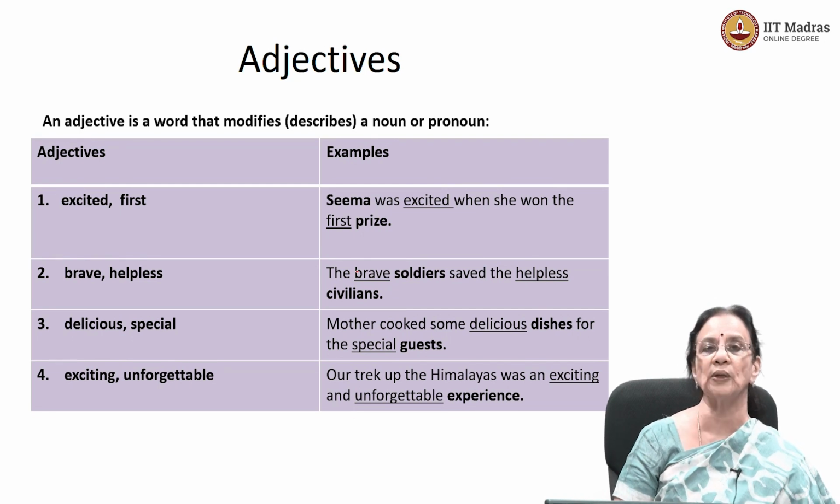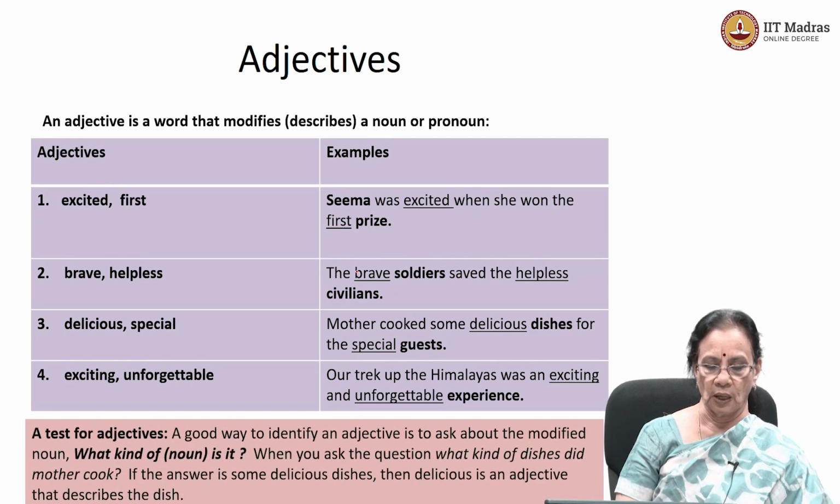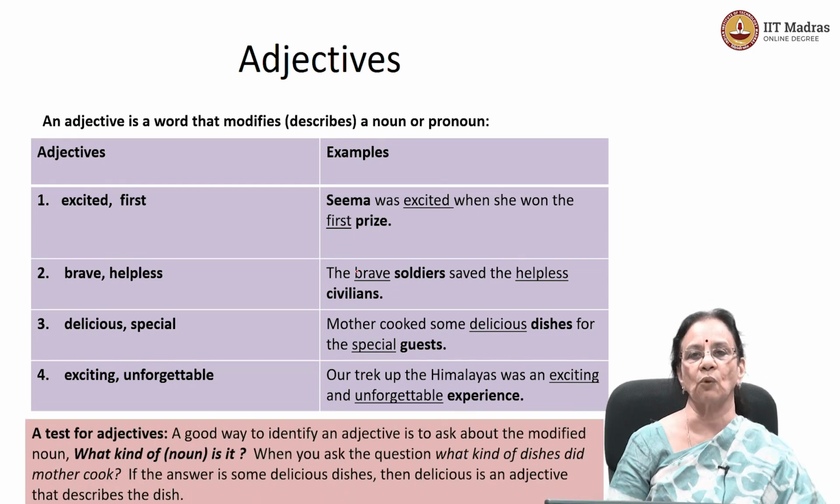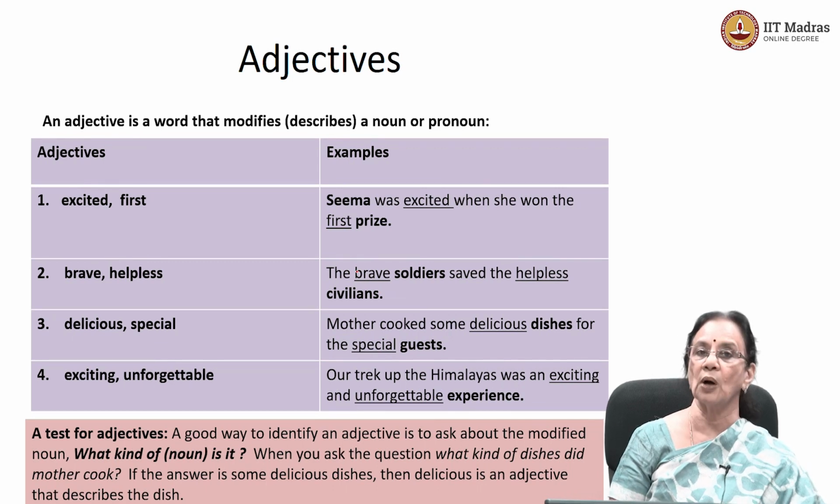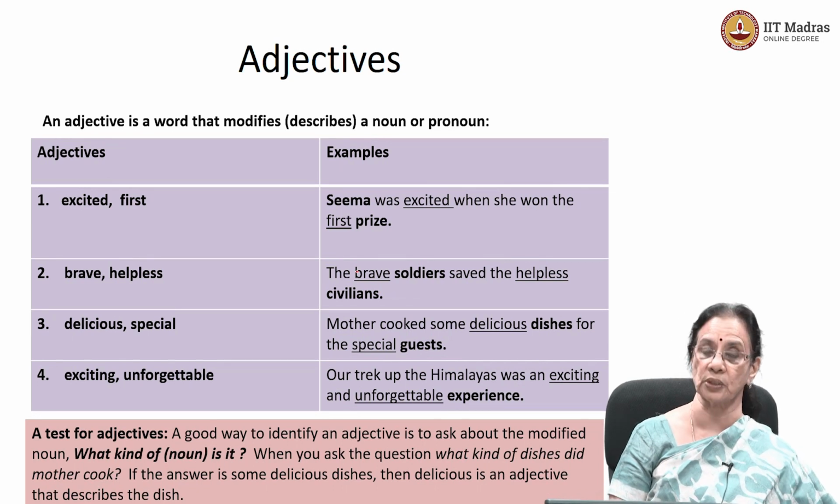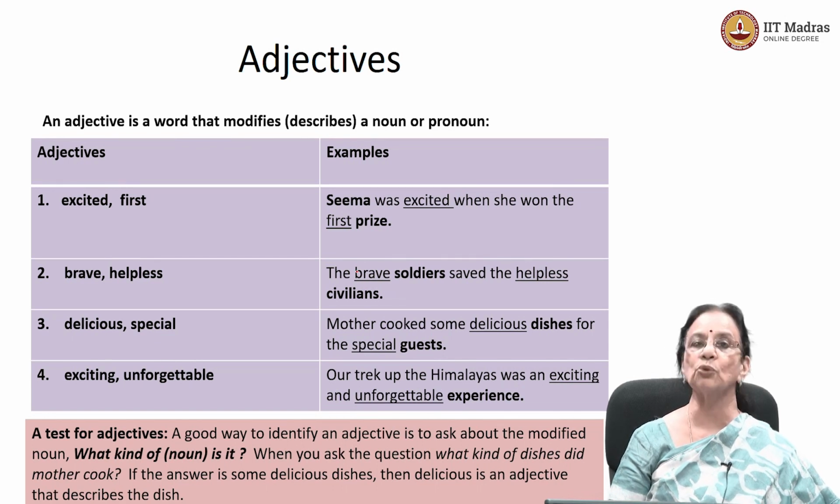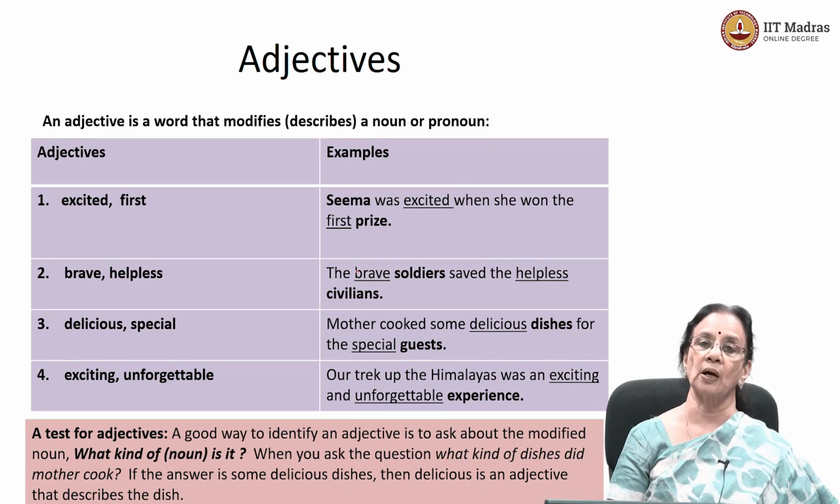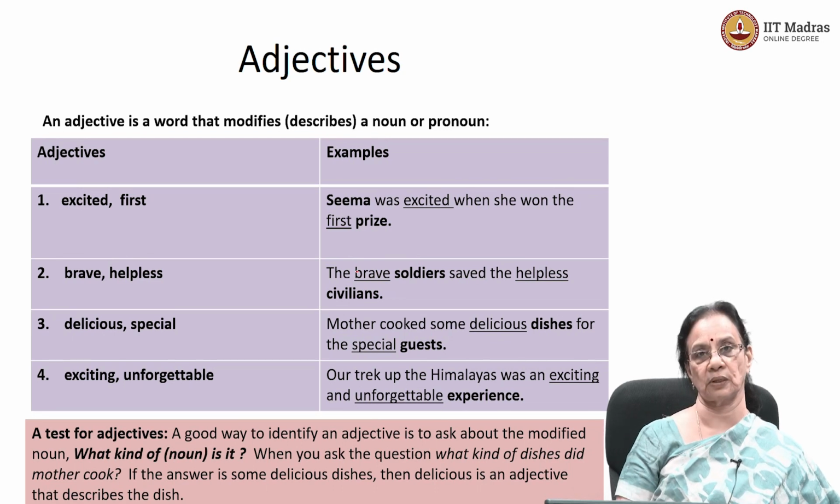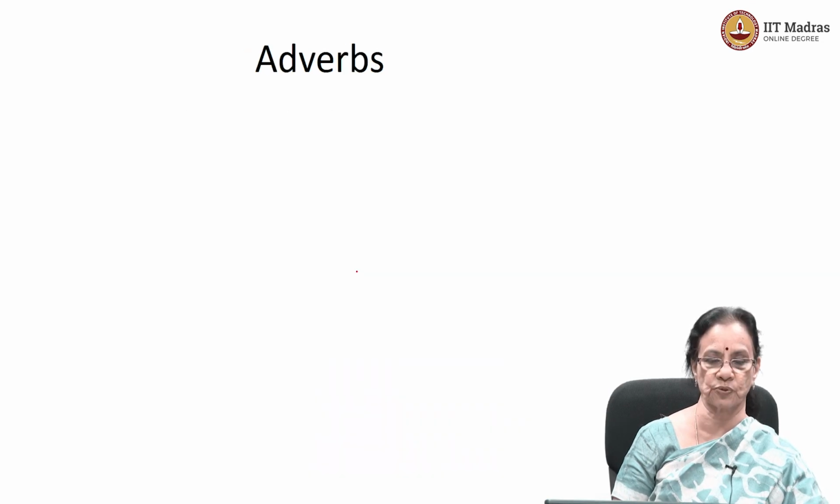So, how do we know whether a word is an adjective? Very easy. We just ask a few questions. Now we ask, what kind of a noun is it? And when you ask the question, what kind of dishes did mother cook? If the answer is some delicious dishes, then delicious is an adjective that describes the dish. So adjectives are very powerful to convey the meaning better and add extra meaning, and it brings language to life in short. Let us move on to the next part of speech, the adverbs.